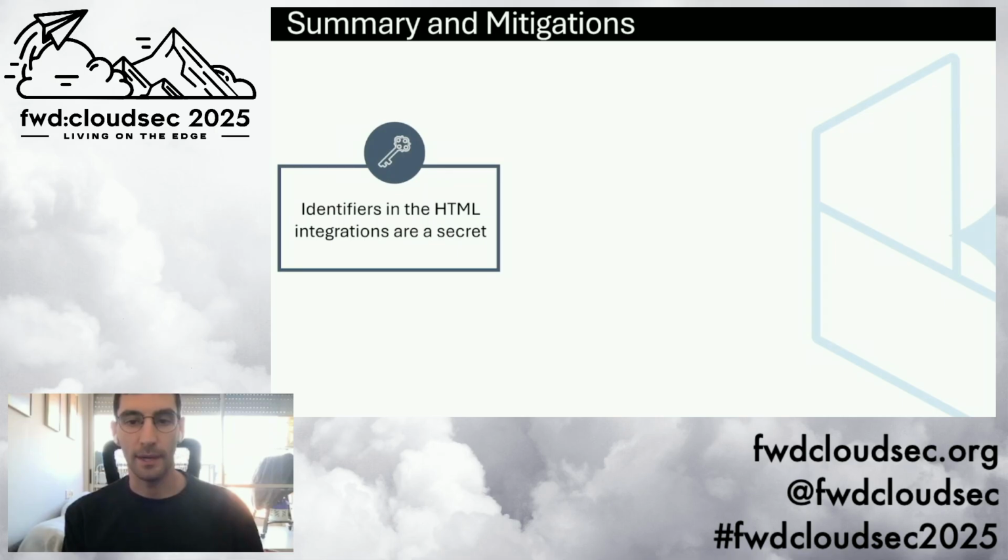So we need to minimize public exposure and avoid public endpoints whenever possible. We also need to treat every agent identifier as a secret. In HTML snippets, these identifiers act like credentials. Never commit them to public repos and include their pattern in your secret scanning pipeline.